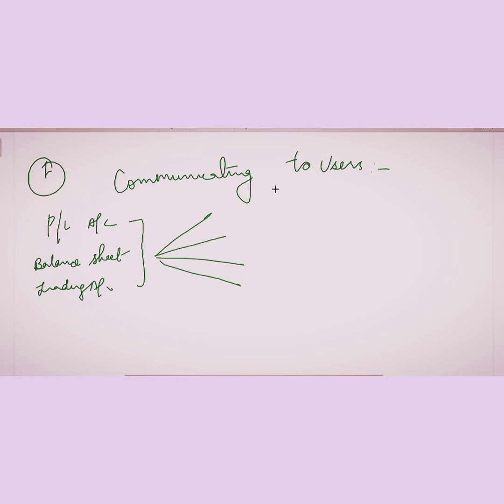Users here are of two types. One is internal and the other is external. I will explain these two terms in the next class. So just remember the process, that is communicating to users. The last step is communicating. After preparing the PL account, balance sheet, and trading account, we will communicate to the users, and the users here are internal and external users.